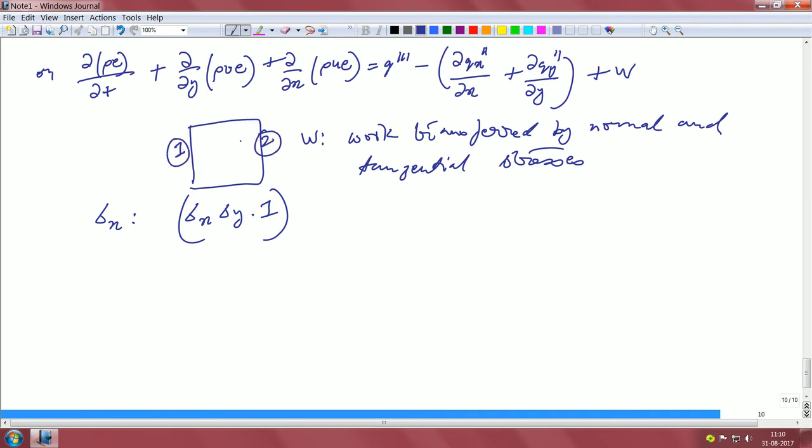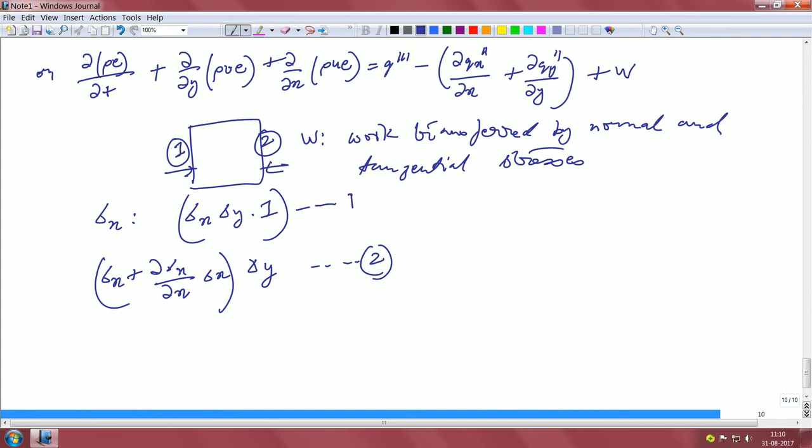If this is phase 2 of the control volume, what will be the work done on that particular phase? That will be sigma x plus d sigma x by dx into delta x, times delta y. That should be the other part of the work that will be done on phase 2. This is 2, this is 1.